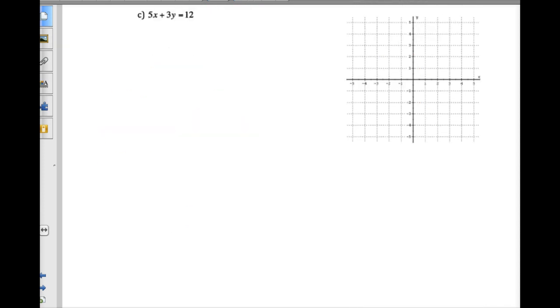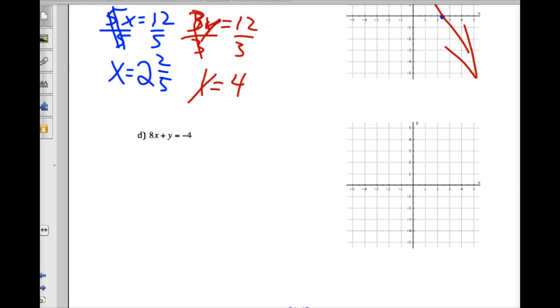All right, last one. You guys are doing great. Everybody find the x and y intercept. See if you can do one on your own, totally from beginning to end. Go.